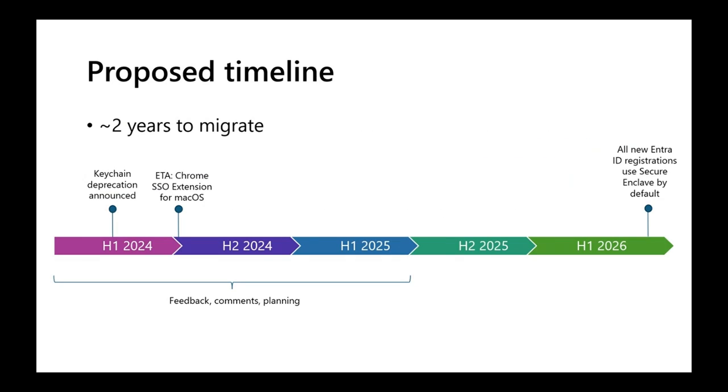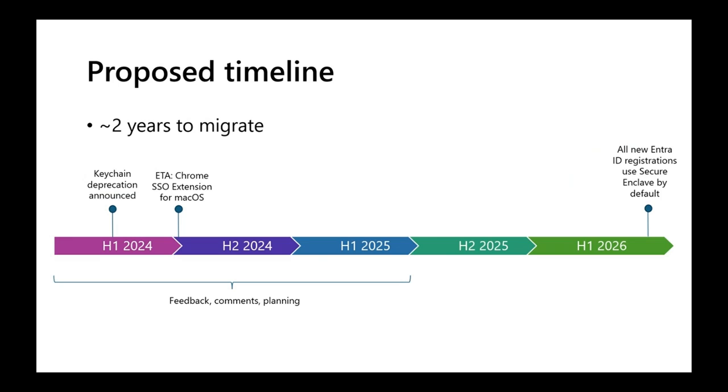All right, so we're about wrapped up here on the gist of what's changing. Let's take a look at our timeline, which shows the big milestones behind this effort. So first up here is today, March 6th, where we're announcing our intent to deprecate the use of the keychain for storing device identity. Next up, forecasted for around mid-year in 2024, is the release of our Chrome SSO extension, which will enable the use of device identity and SSO inside of Chrome on the Mac platform, inclusive of those who have elected to opt in for early adoption of the Secure Enclave-backed security.